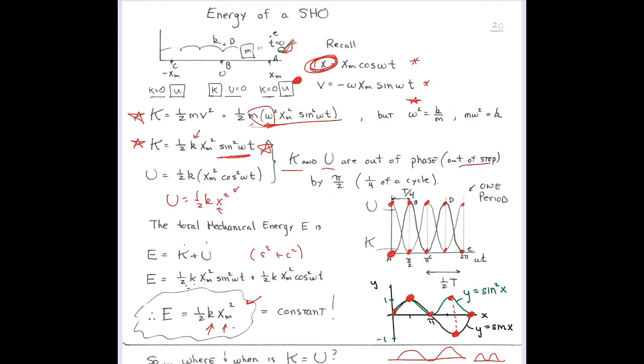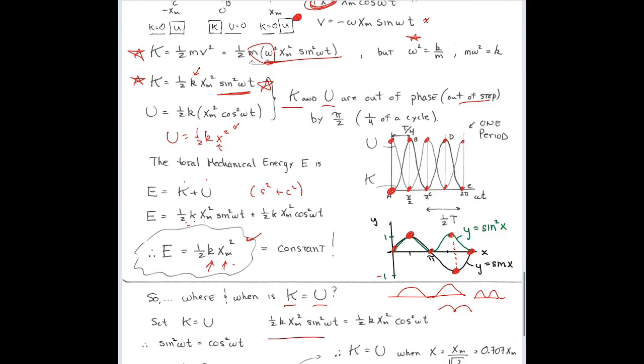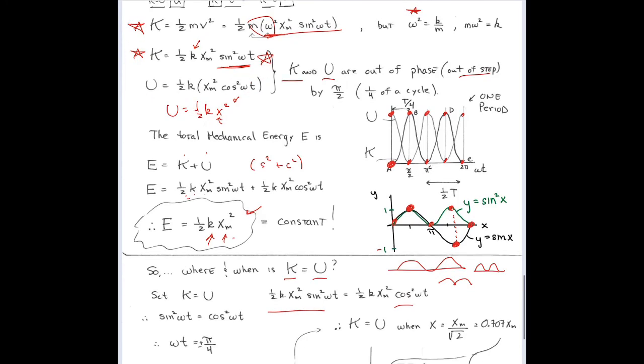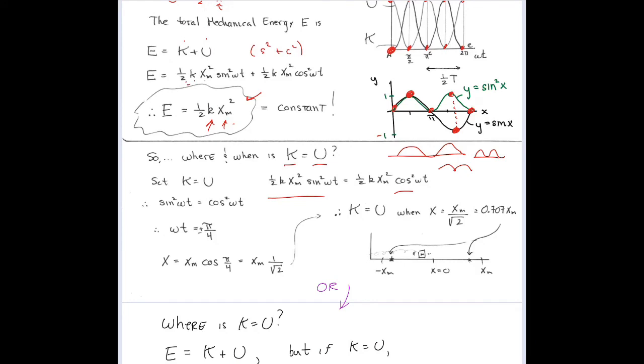So let's get back to finding when the kinetic is equal to the potential. I'm going to set this kinetic equal to that potential. Here's my kinetic, which goes as sine squared. There's my potential, which goes as cosine squared. I'm trying to find where and when. The half k's cancel, the x maxes cancel, and I'm left with sine squared equals cosine squared. We know from trig class that sine squared equals cosine squared at the 45s, at plus or minus pi over 4.